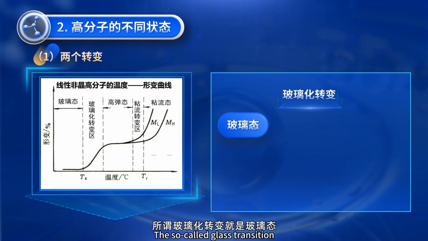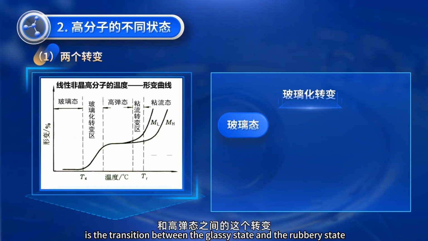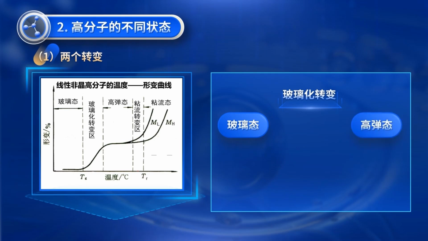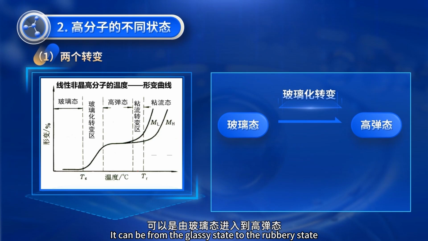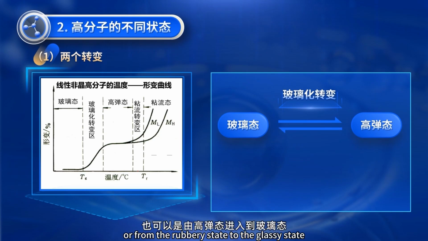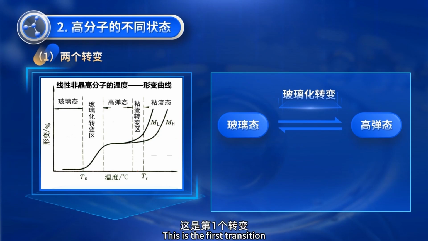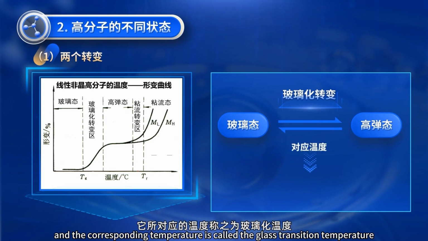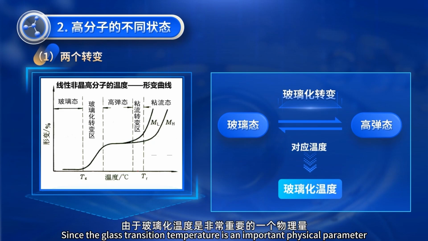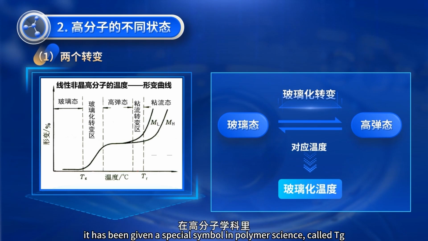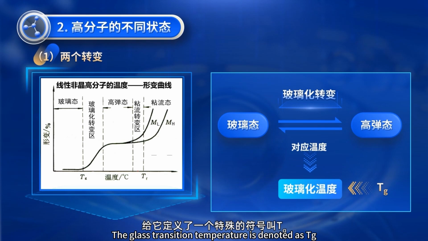The so-called glass transition is the transition between the glassy state and the rubbery state. It can be from the glassy state to the rubbery state or from the rubbery state to the glassy state. This is the first transition, called the glass transition, and the corresponding temperature is called the glass transition temperature. Since the glass transition temperature is an important physical parameter, it has been given a special symbol in polymer science, called Tg. The glass transition temperature is denoted as Tg.